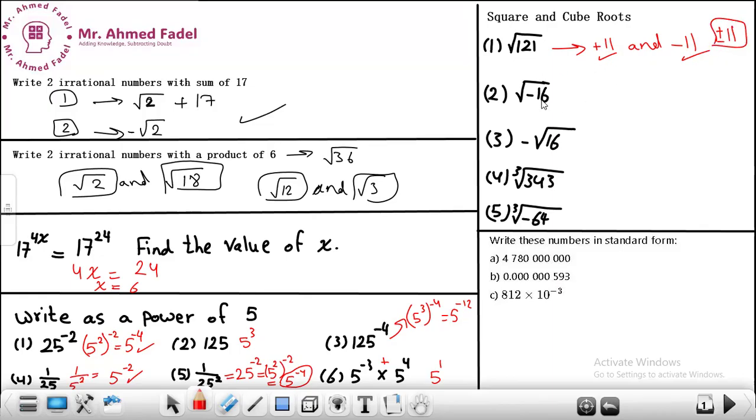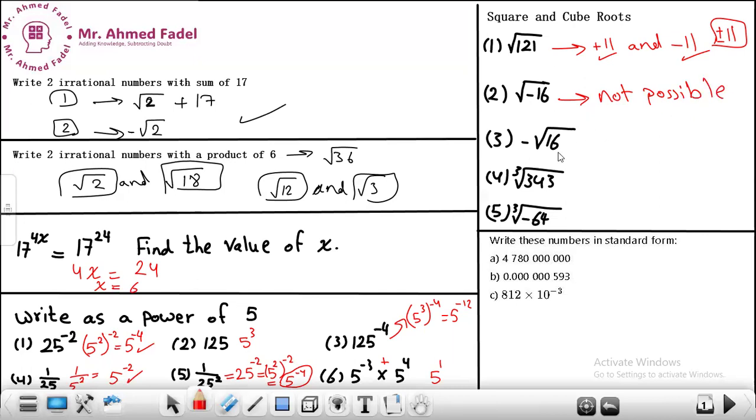All right. Here, the square root of negative 16. Mr. Ahmed said to us that you cannot get the square root of a negative number. So, not possible. "Mister, shall I write this?" Yes, write "not possible."